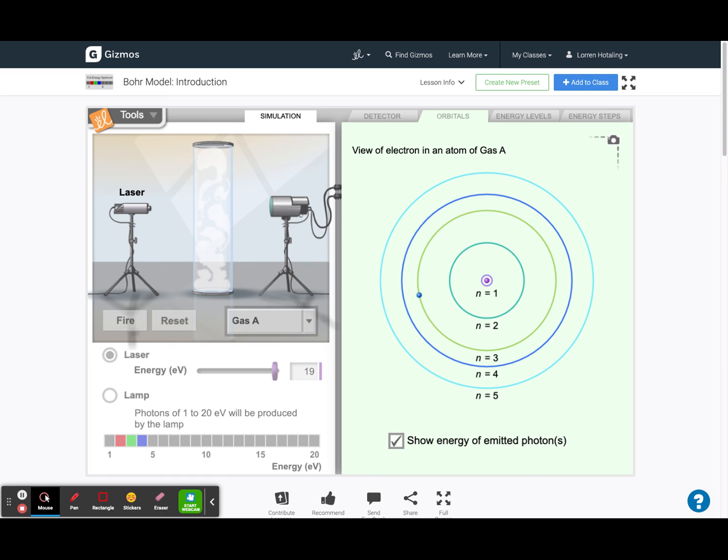Excited, jumps to the n equal 5, emits 5 to 3 to 2 to 1, gives off 3 different photons in that decay. Again, excited, 5 to 3 to 2 to 1. And again, 5 to 4 to 1. 5 to 3 to 2 to 1. And then we get to 20. And we are transparent again.